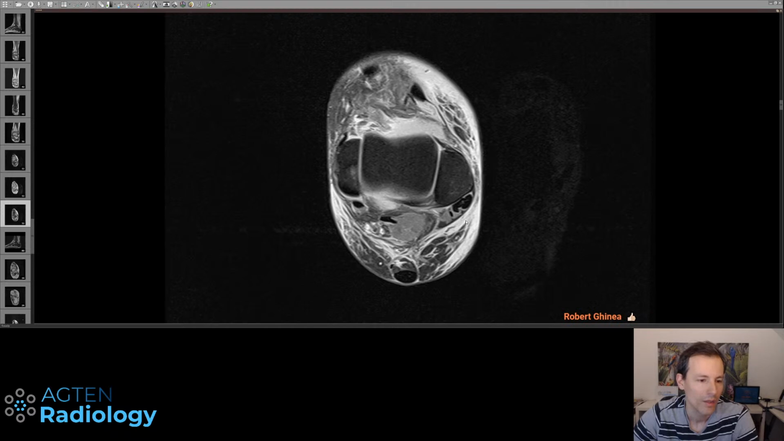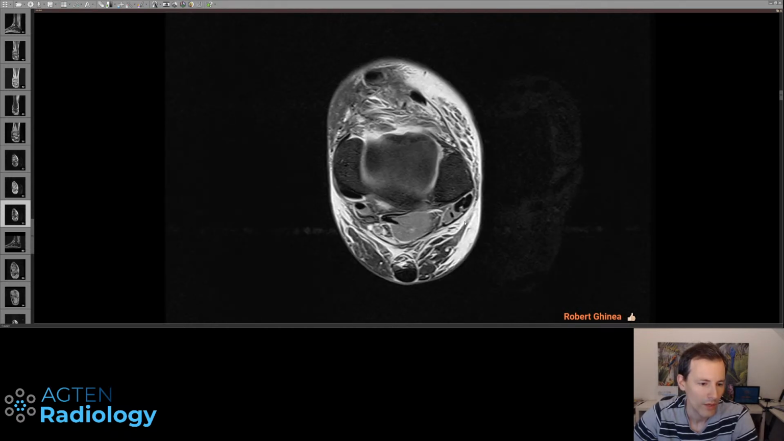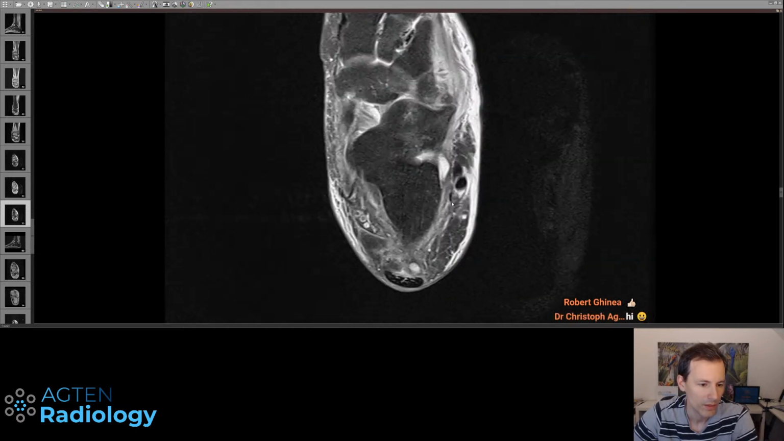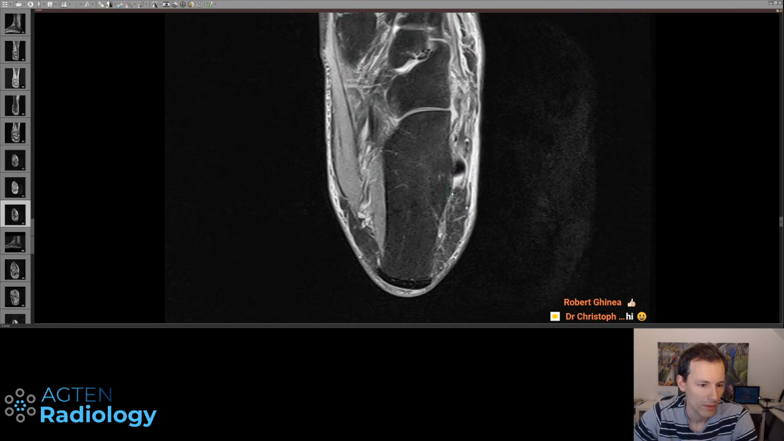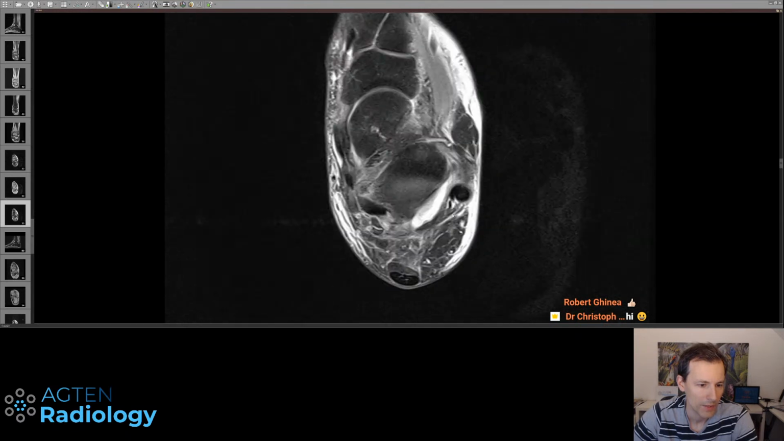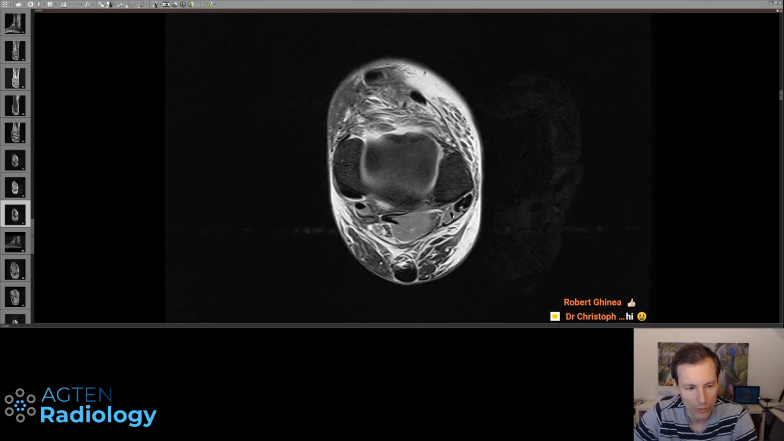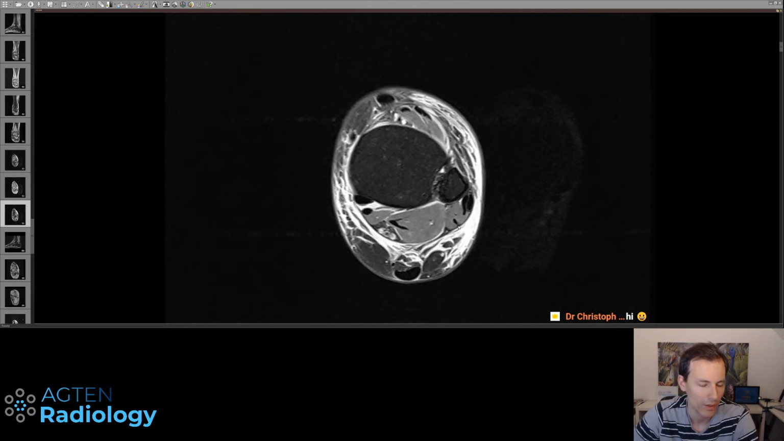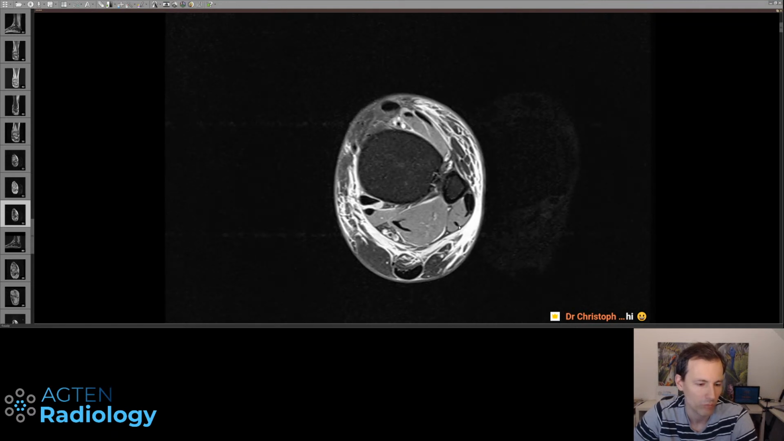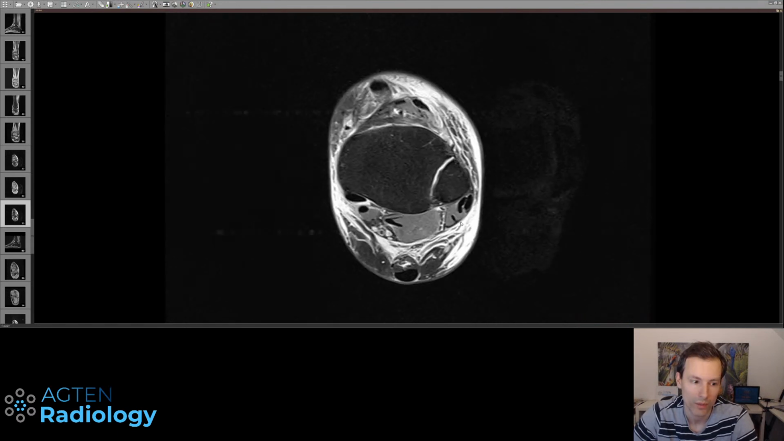Okay, so we have a normal variant here. This is a peroneus quartus, this very black tendon that's inserting onto the lateral aspect here. Very common and frequently not described. I'm not sure whether people just don't like to describe it because they think it's normal and doesn't really matter, or whether they don't see it.